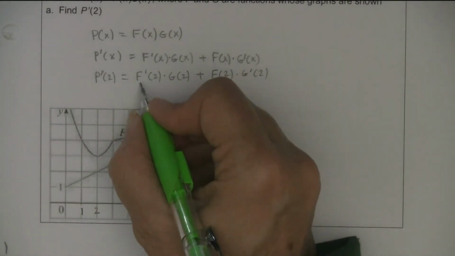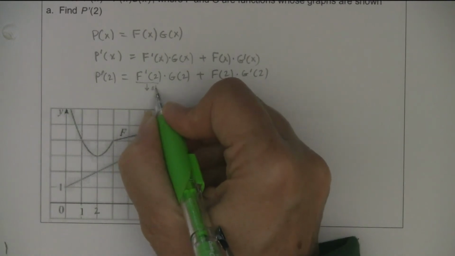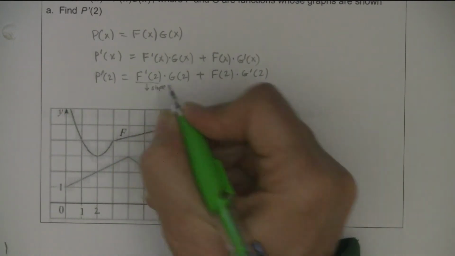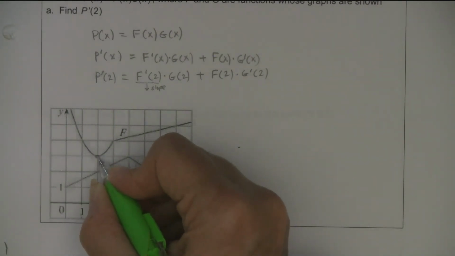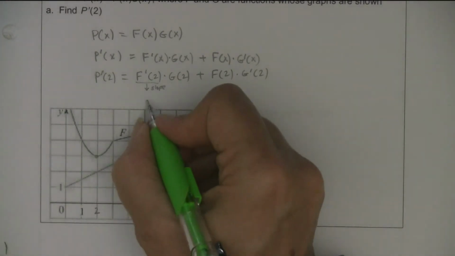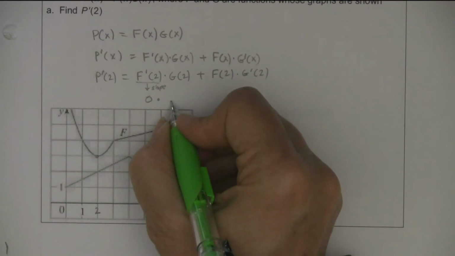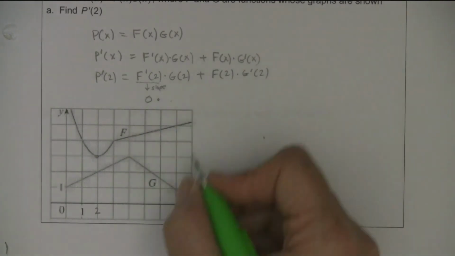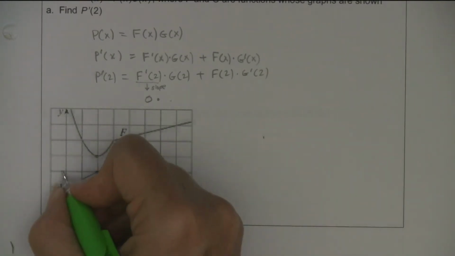Okay, remember that this says find the slope, right? Find the slope of f at 2. So the slope, here I am at 2 on the f graph, the slope is 0. So it doesn't matter what g of 2 is, because 0 times that is going to be 0. But I'm going to go ahead and find it just for the practice of it.